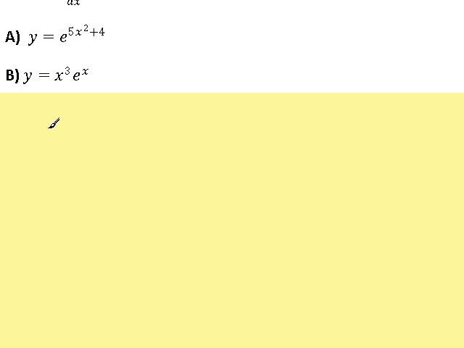In b, we're going to take the derivative again, and this time we have a product, so we'll use the product rule. So the derivative is the first, x cubed, times the derivative of the second, the derivative of e to the x is e to the x, plus the derivative of x cubed, that would be 3x squared, times the second, e to the x.